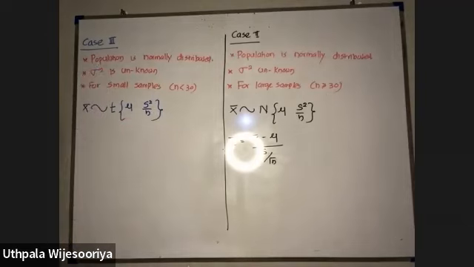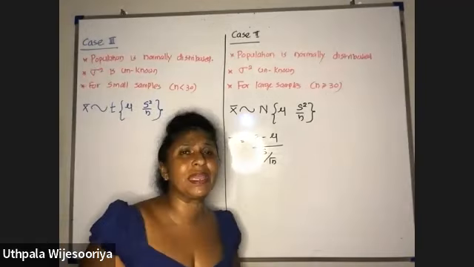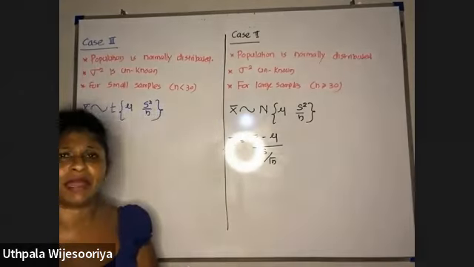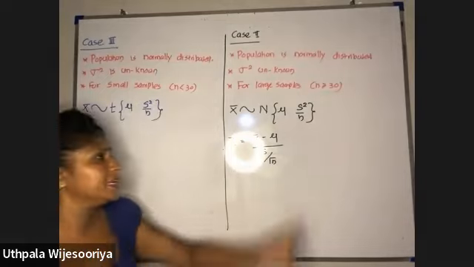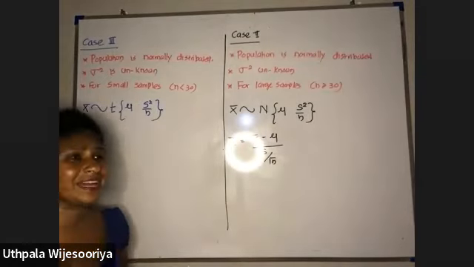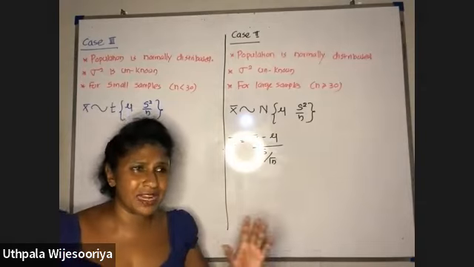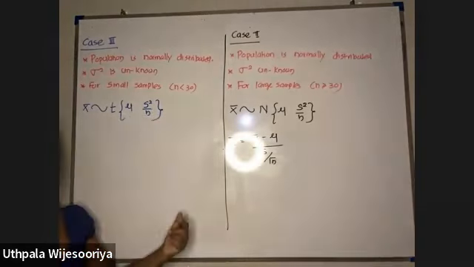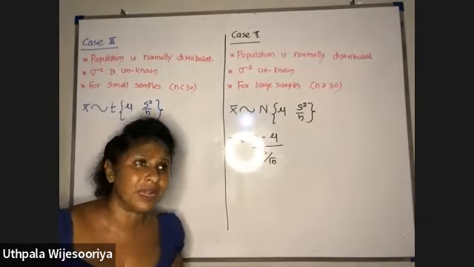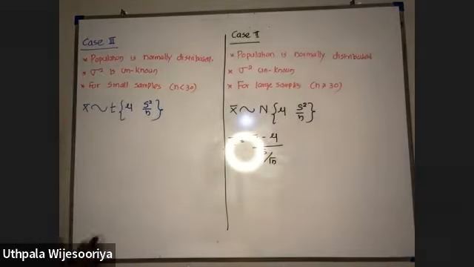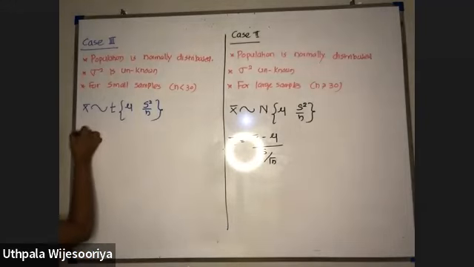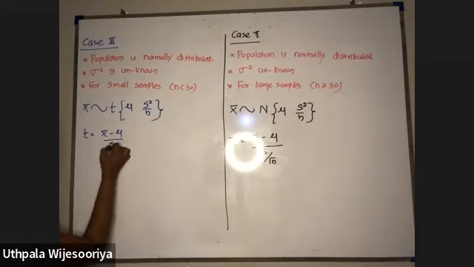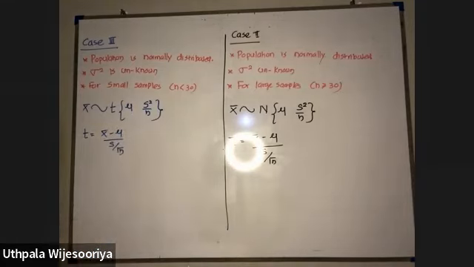Now here also the population variance is unknown, so we replace it by our sample variance. But it is not a normal distribution. It is the distribution which is known as the t distribution. Now for this calculation, we are not using our z value. Now we are using our t value. What is our t value? Instead of z, it is t: t value is x bar minus mu over s over root n. That is your case 3.